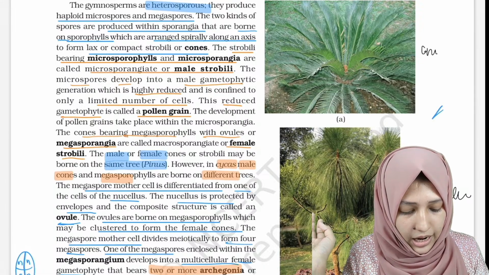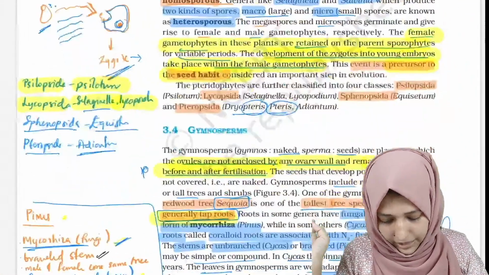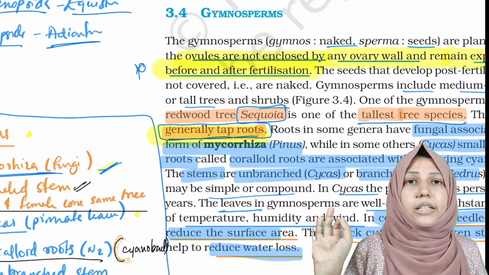Cycas is having unbranched stem. Clear? And coming into the last and final point, the male and female cones are present in the same tree.